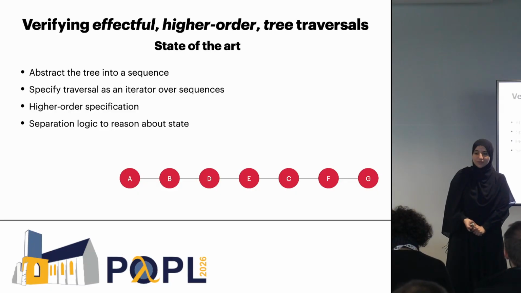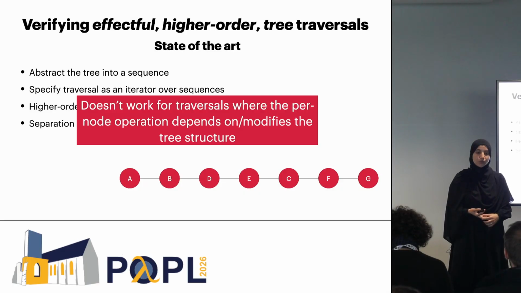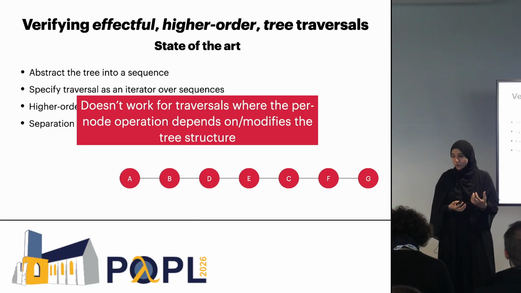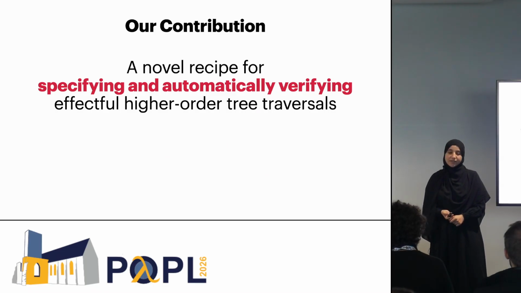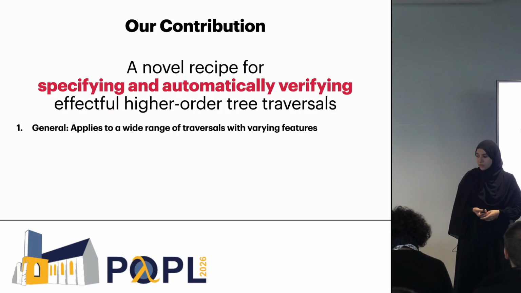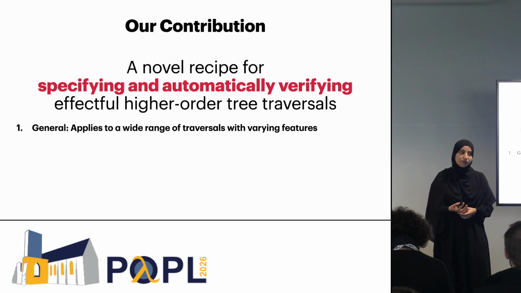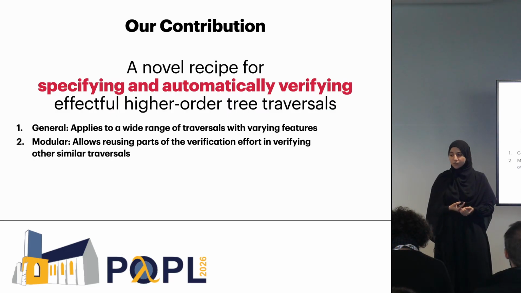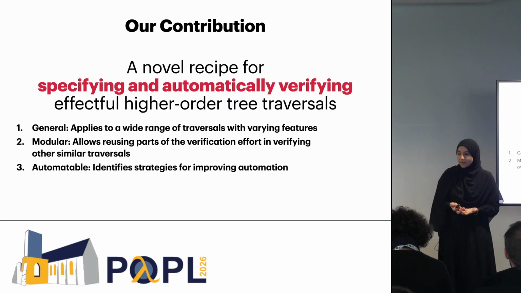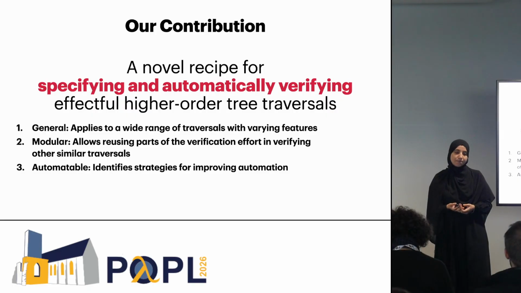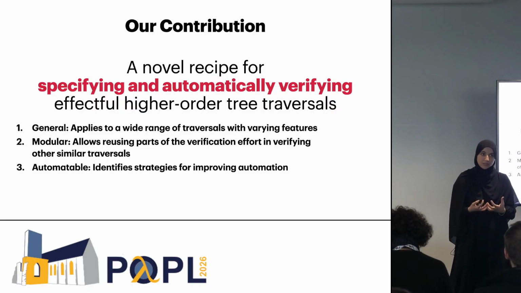Now, the problem with this iterator view is that it doesn't work well for traversals where the per node operation depends on or modifies the structure of entire subtrees and not just a single node. So instead, we've come up with a new recipe for specifying and verifying such traversals that mitigates this limitation. This recipe is general, so it can be applied to a number of different implementations. It's modular, so it allows reusing parts of the verification effort when verifying traversals that share common components. And it's automatable, because the point is to apply this recipe inside an automated program verifier.